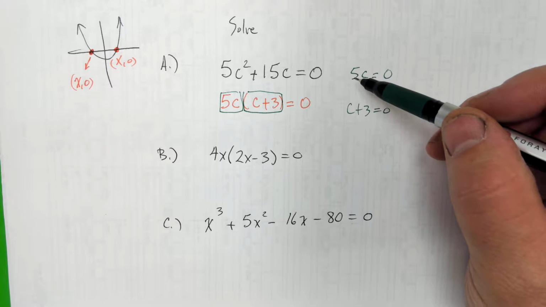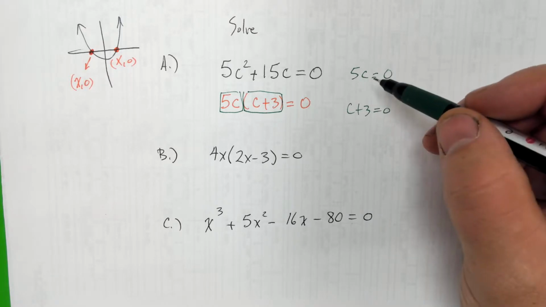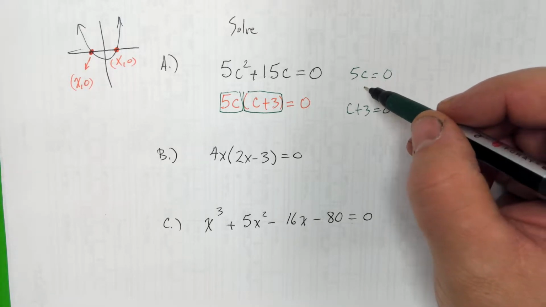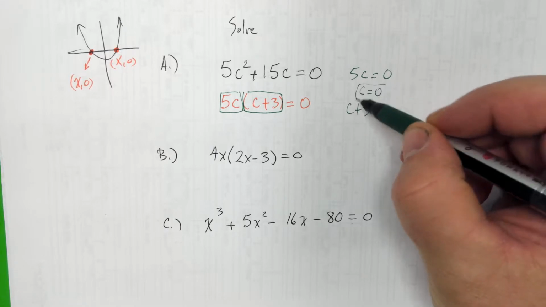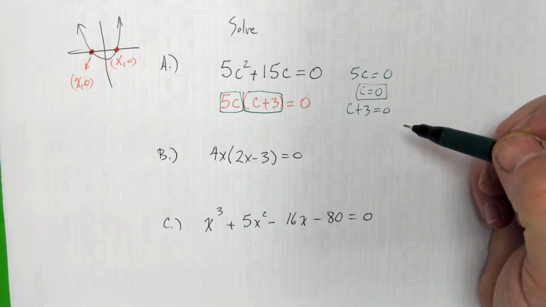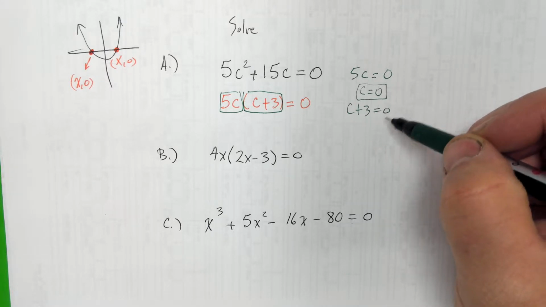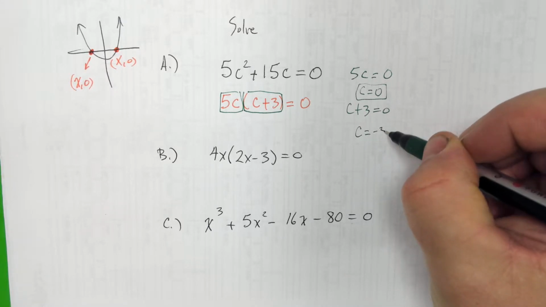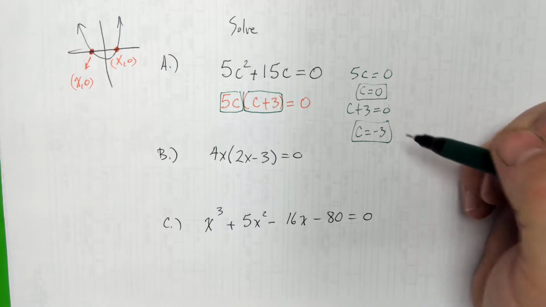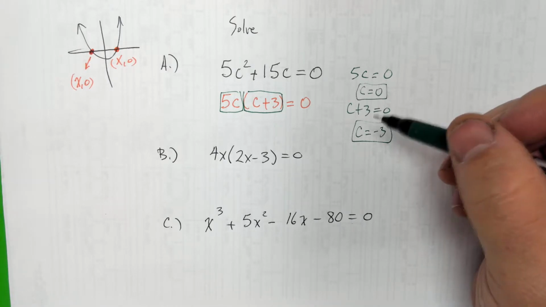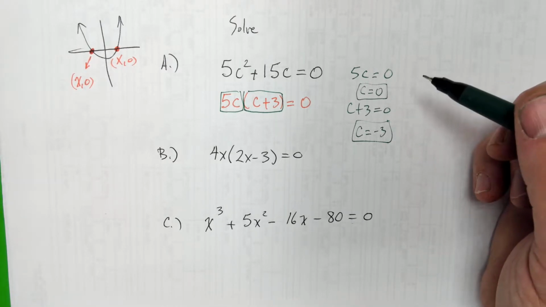So let's look at this one. 5 times what equals 0? 0, yeah. So c has to be 0. So there's one answer. C plus 3, so what number plus 3 equals 0? Negative 3. Done. There's your two answers. So you factor, set each factor equal to 0 and solve.